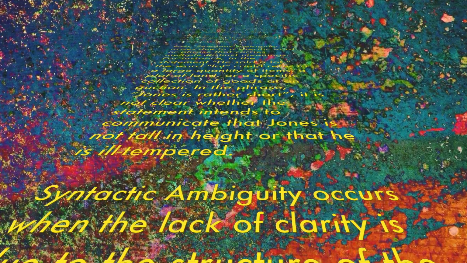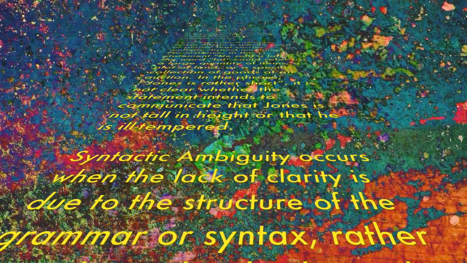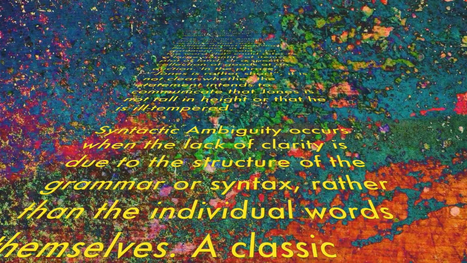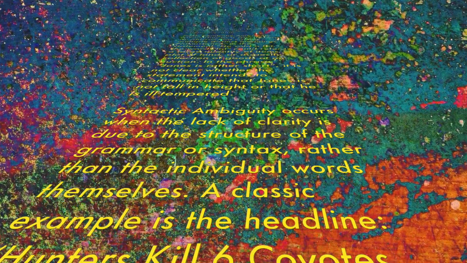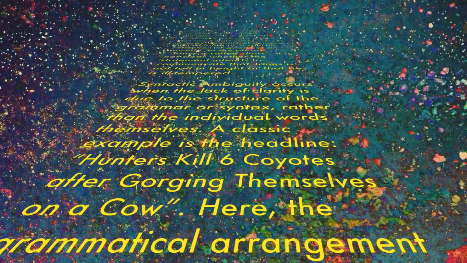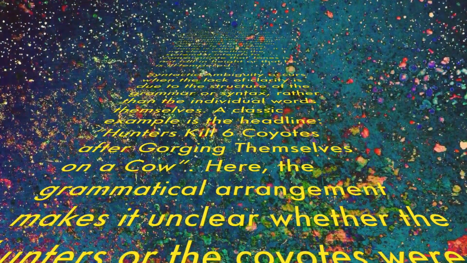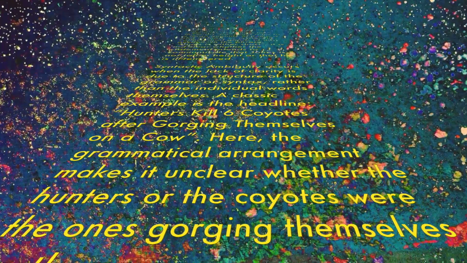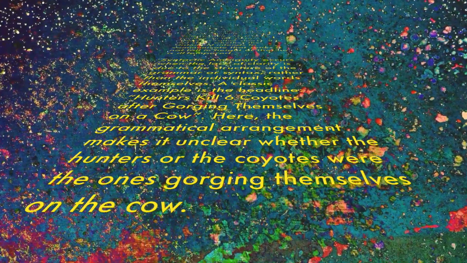Syntactic ambiguity occurs when the lack of clarity is due to the structure of the grammar or syntax, rather than the individual words themselves. A classic example is the headline, "Hunters kill 6 coyotes after gorging themselves on a cow." Here, the grammatical arrangement makes it unclear whether the hunters or the coyotes were the ones gorging themselves on the cow.